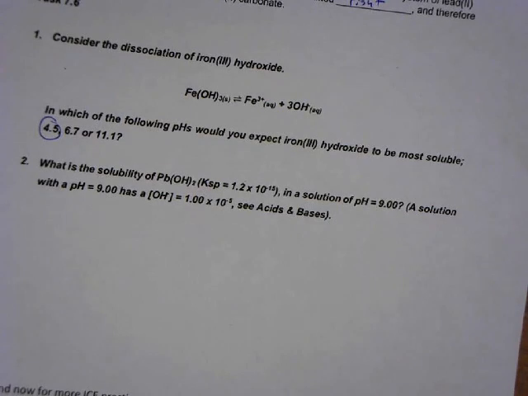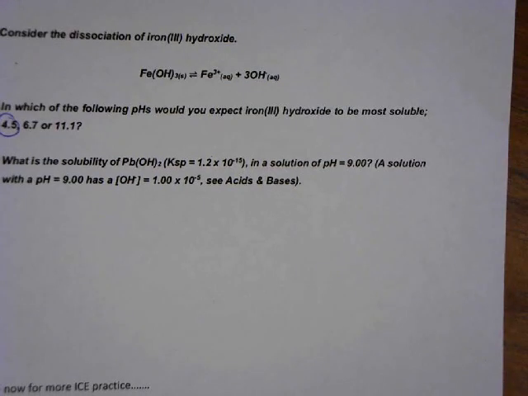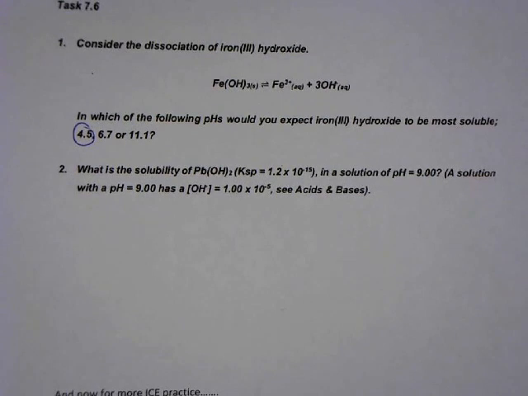So what is the solubility of Pb(OH)2 with a Ksp of 1.2 × 10^-15 in a solution of pH 9? A solution with a pH of 9 has a concentration of OH⁻ which is 1.00 × 10^-5. You'll see how to do that later. I'm going to teach you what pH actually means in a chapter or two. Coming up soon. Actually, real soon. That's the next unit.